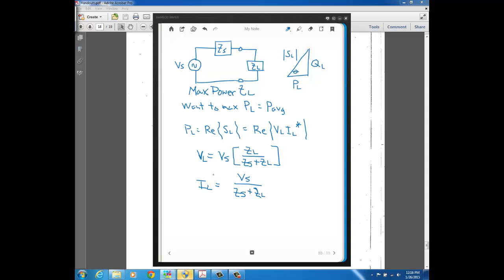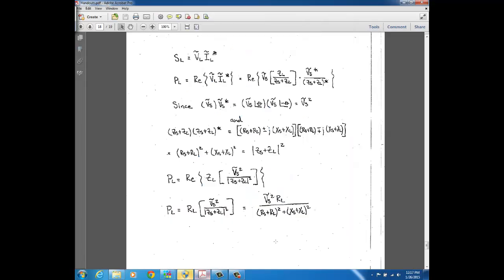ZL. And then the complex conjugate would just be that we take the complex conjugate of both the numerator and denominator. Okay, so now we can take this VL, substitute here, and take this IL complex conjugate, substitute here. And if we do a bunch of algebraic manipulation, which I have on this handout here, okay, see, here's VL and IL complex conjugate substituted in.